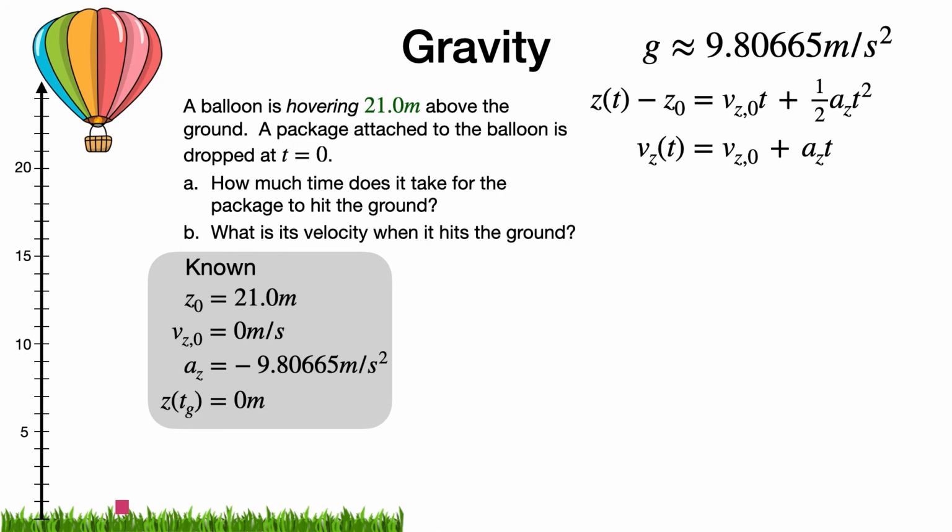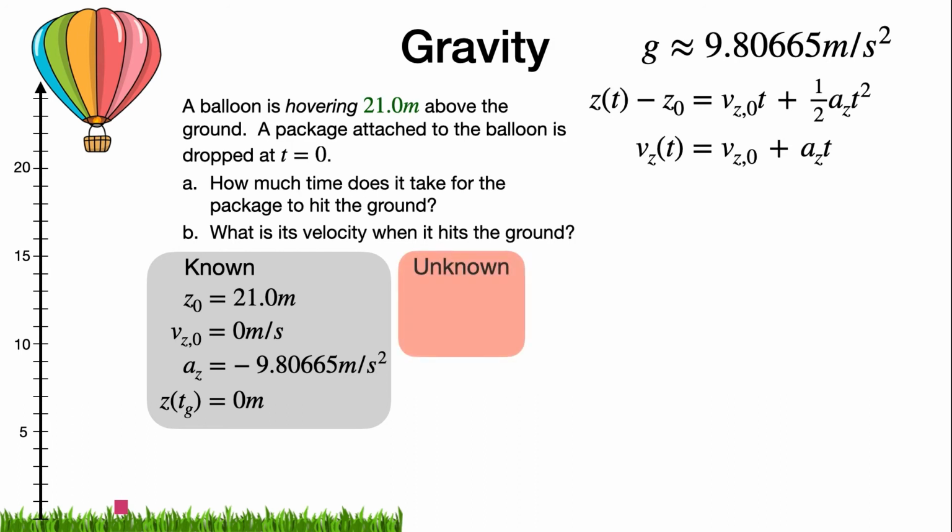And finally, the last thing we know is that at some particular time, let's call it t sub g, the package has fallen to the position of 0 in our coordinate system. That is, the package has hit the ground. What do we not know? Well, in our equations, what we don't know is the time at which the object hits the ground. And we also don't know the velocity when the object hits the ground.